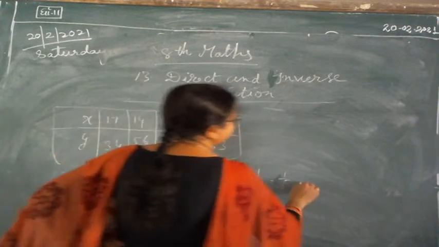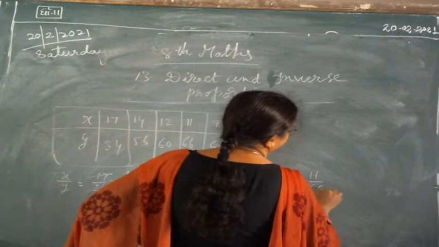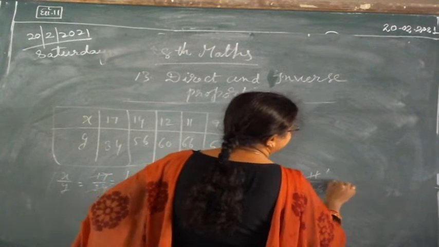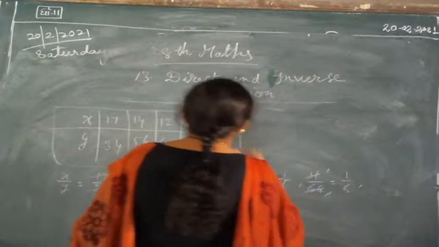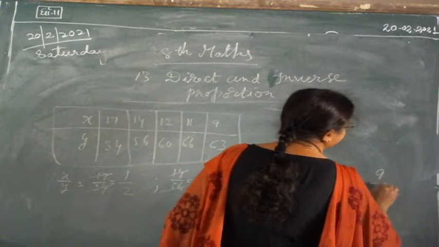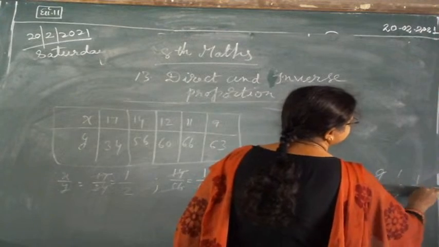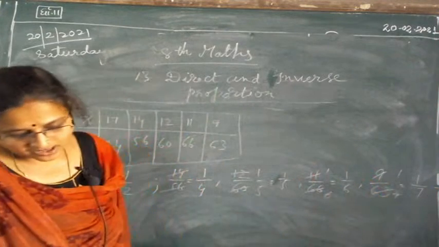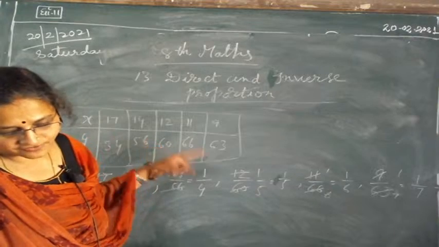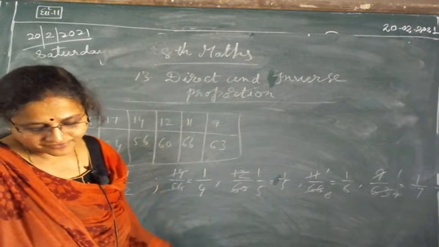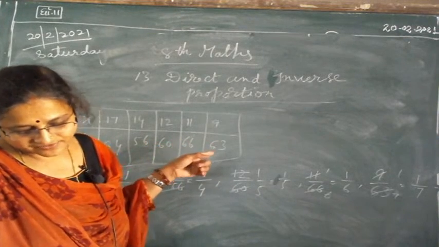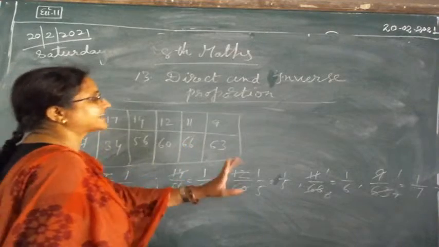And in the fifth case, 11 ones are 11, 11 sixes are 66. Its ratio is 1 by 6. And 9 ones are 9, 9 sevens are 63. So here the ratio is 1:7. So what happened? The ratios of x and y are different for different values of x and y respectively. So these values of x and y are not in direct proportion.